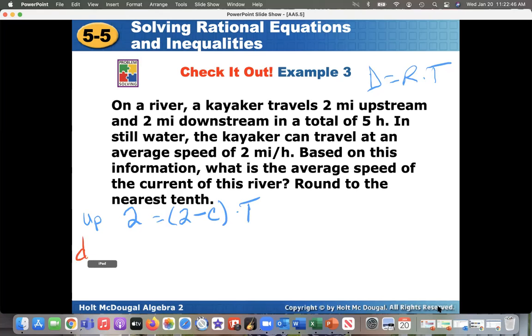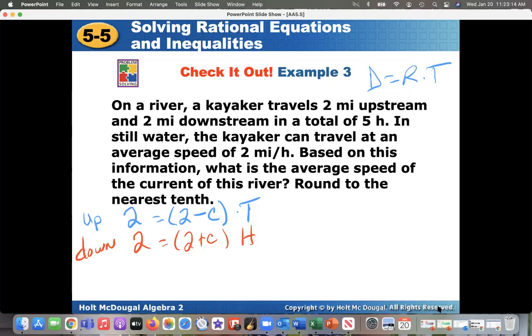Now, if I go downstream, it's still 2 miles because I got to end up back home, right? But what's true about my rate? The current is going to help me. Okay. And that time isn't going to be the same. So I'm going to call it H. Because obviously, if the current's helping me, it's going to take less time, correct? So those times aren't going to be the same.